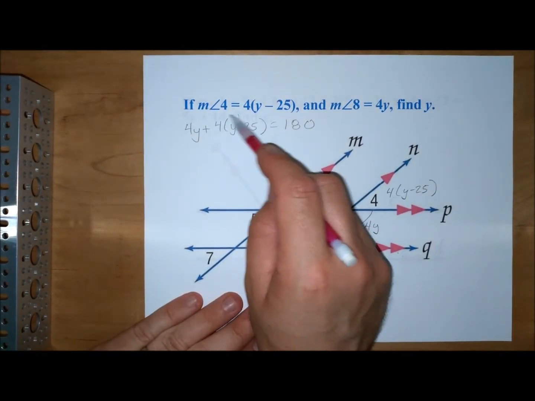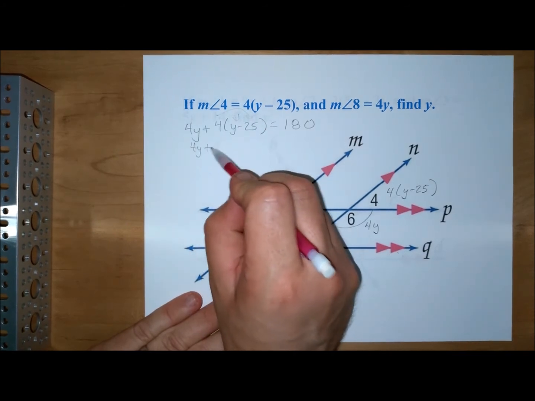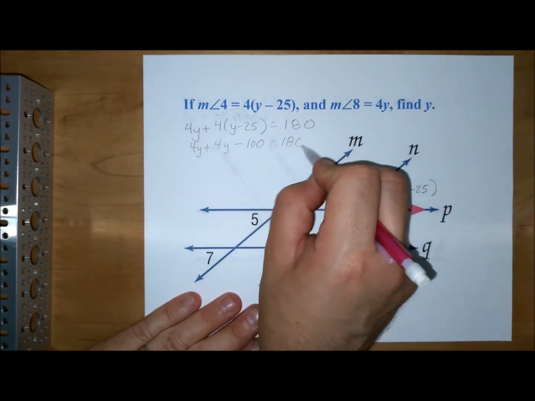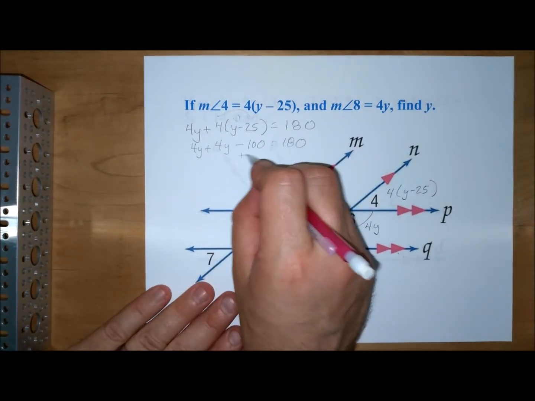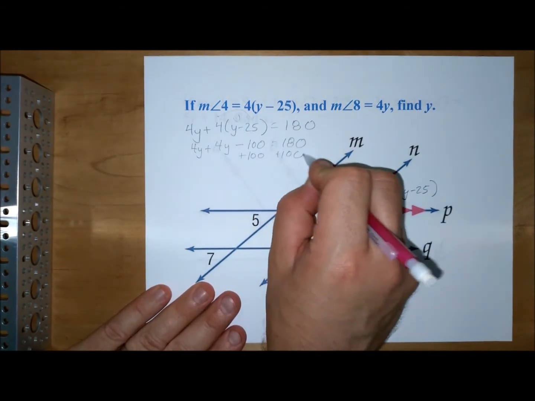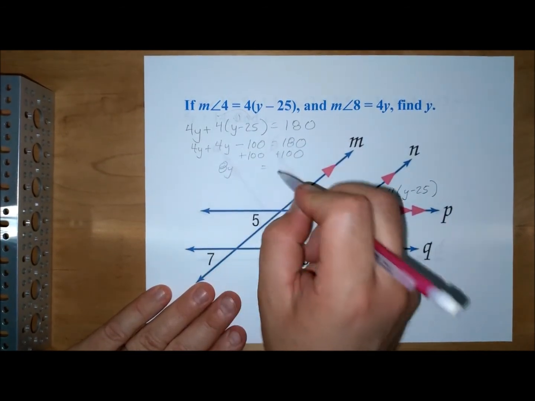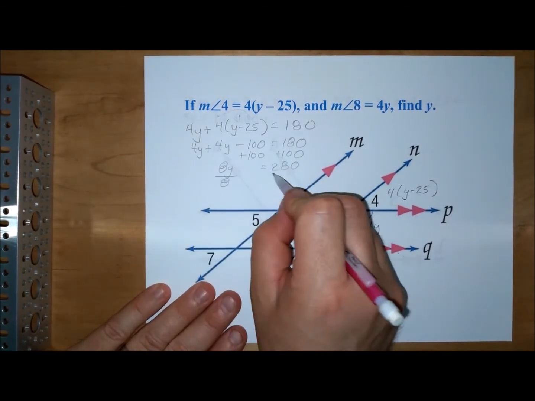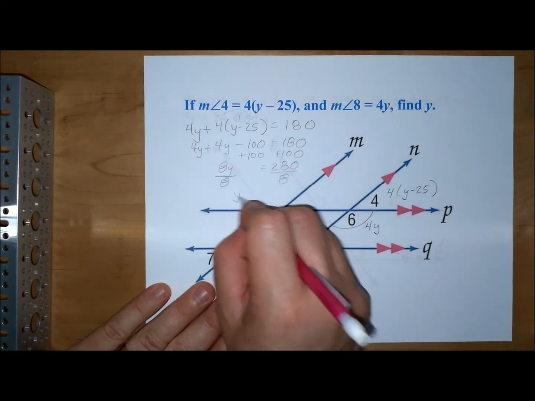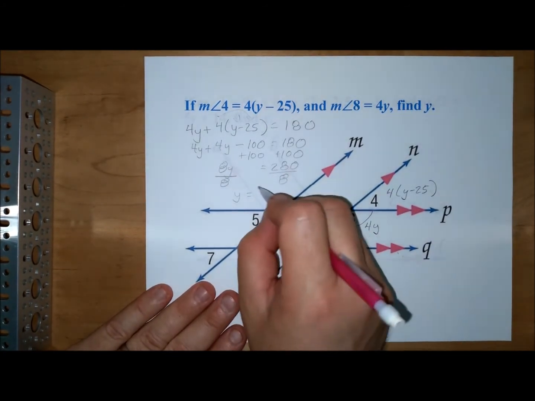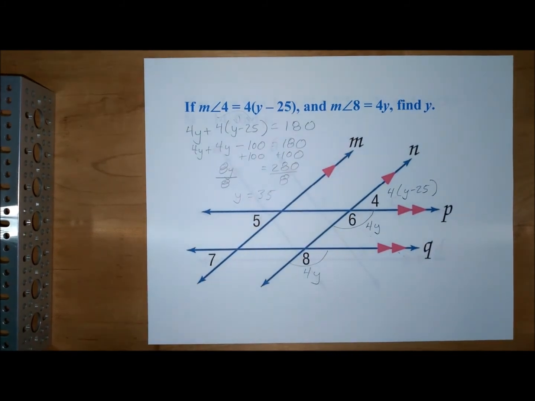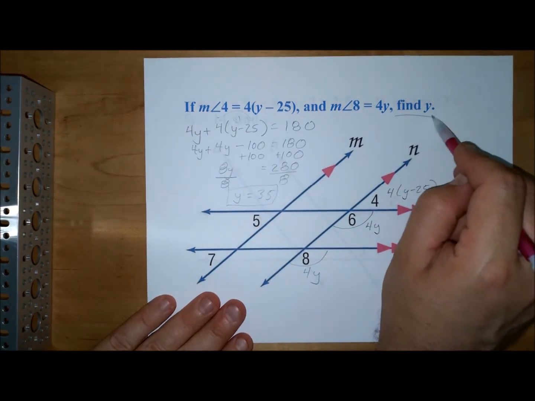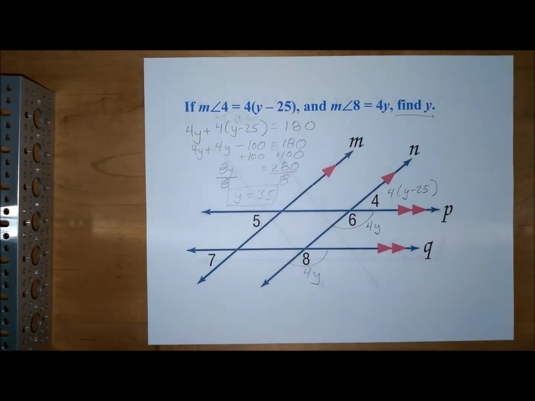Let's go ahead and distribute that 4. Okay, so we get 4y plus 4y minus 100 equals 180. Combine like terms and add 100 to both sides at the same time, and I get 8y equals 280. When I divide both sides by 8, I'm going to get y equals 35. Does that sound right? Yeah. And is that what they wanted us to find? In fact, it was. Always go back and read that one more time to make sure that we've answered the entire problem.